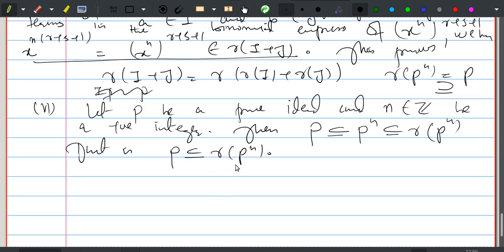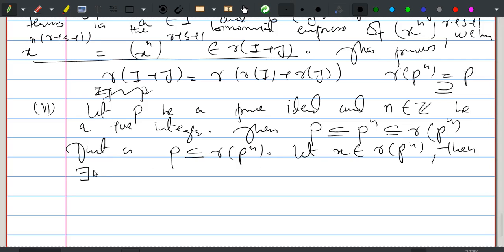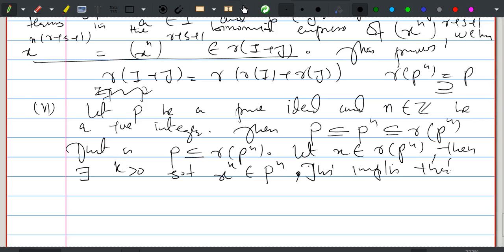Now to prove the converse, let x belong to the radical of p to the power n. Then there exists say k positive such that x to the power k is in p to the power n. Now p being a prime ideal, this would imply that either x belongs to p or x to the power k minus 1 belongs to p.